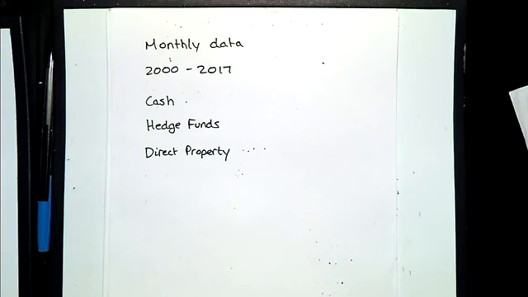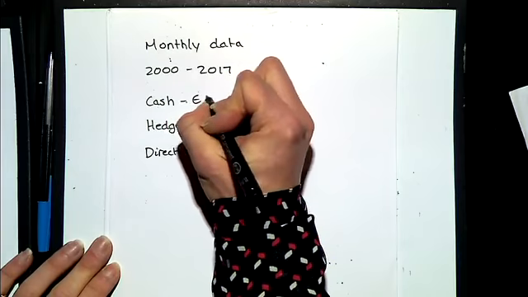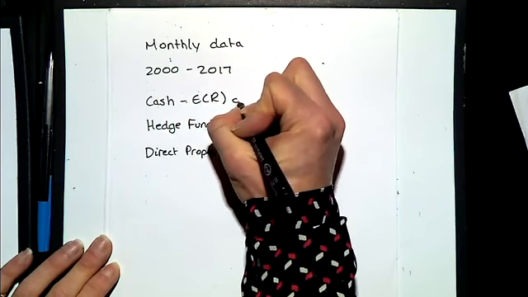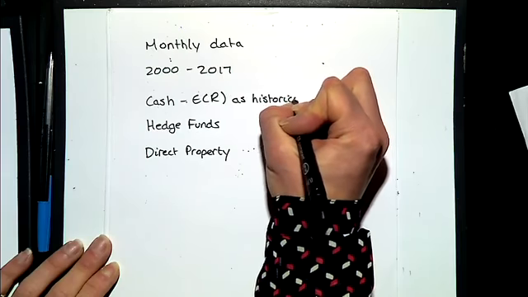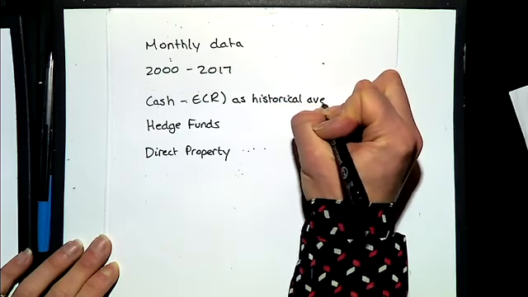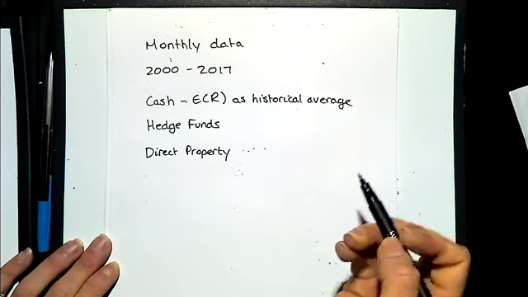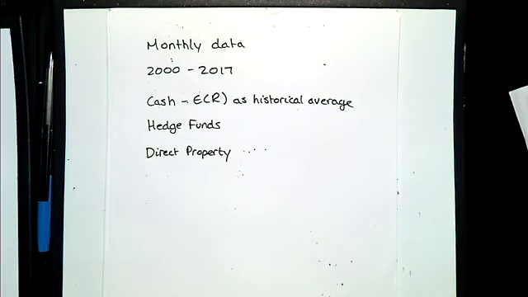Cash. Alright, well for cash, what you're going to do to figure out what you expect the return on cash to be for the next period is you're going to calculate your expected return as the historical average of what it's been between 2000 and 2017.